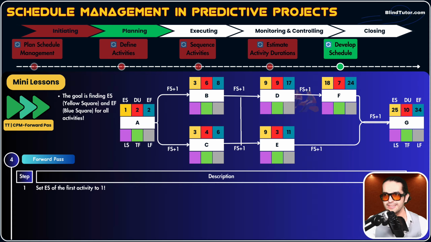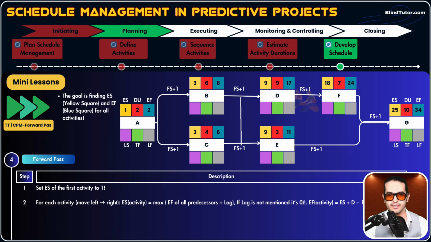Now, how do we calculate EF? We go to step 2. For each activity, forward pass goes from left to right. We find out ES and EF of activity A, then B and C, then D and E, and then F and G. We go from left to right. This is forward pass. Step 2 says for each activity, when we move from left to right, ES, the early start of the activity, equals the maximum EF of all predecessor activities plus lag.